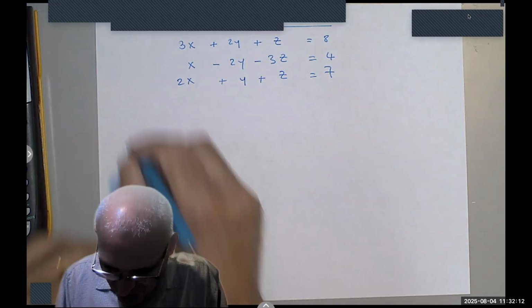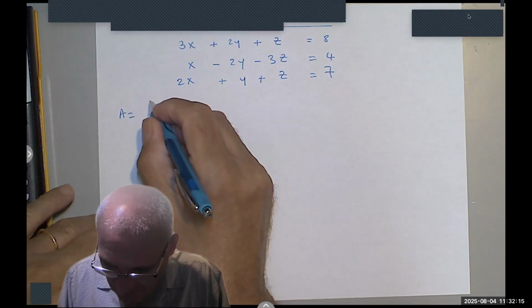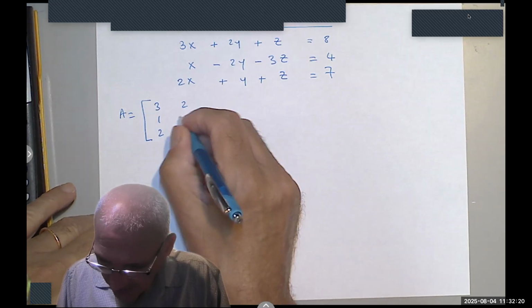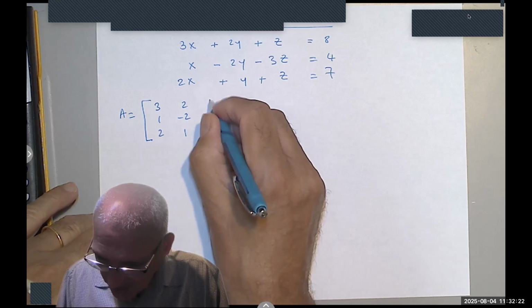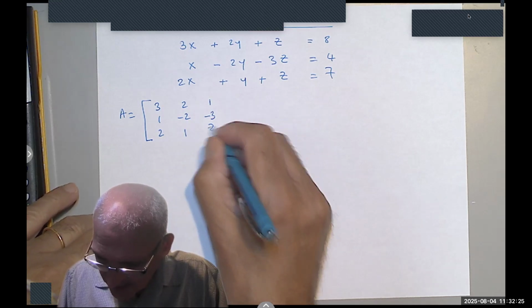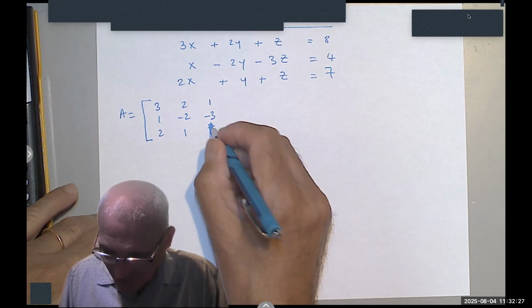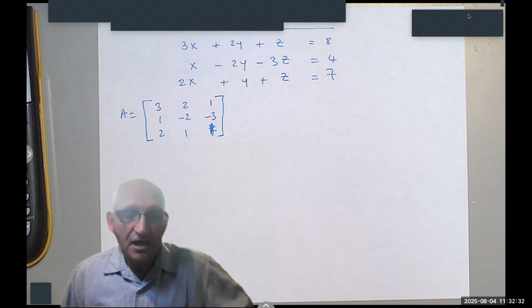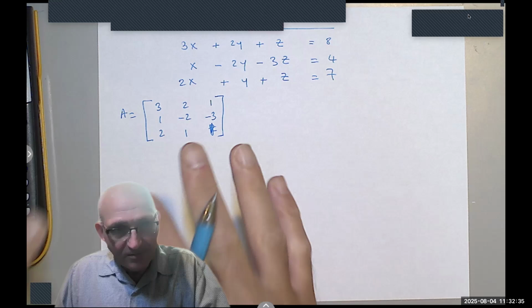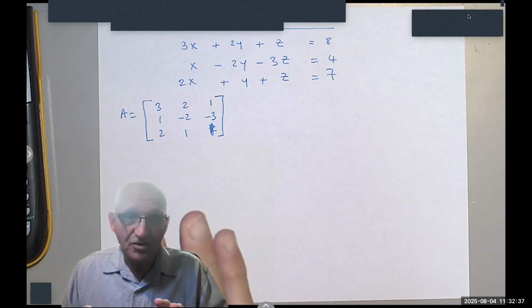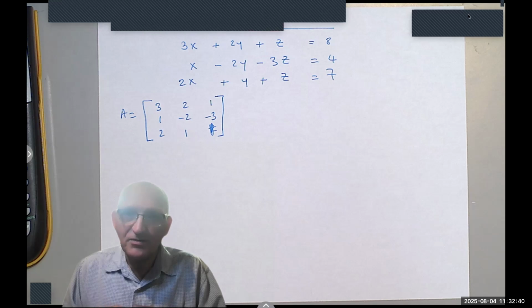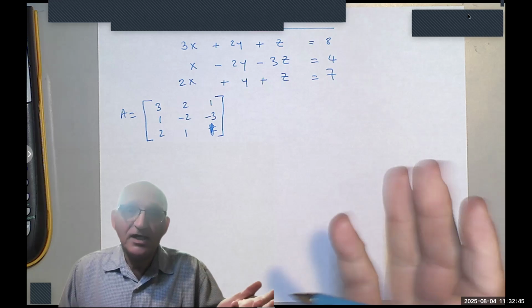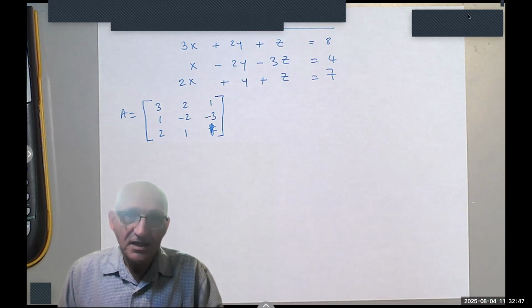So let's first write the matrix A, which is 3, 1, 2, 2, negative 2, 1, 1, negative 3, 1. And we see how we find the determinant of that matrix. If the determinant, like we said before, is not 0, we can proceed. If it's 0, we stop and we say there is no unique solution, or maybe there is no solution at all for that system, okay?